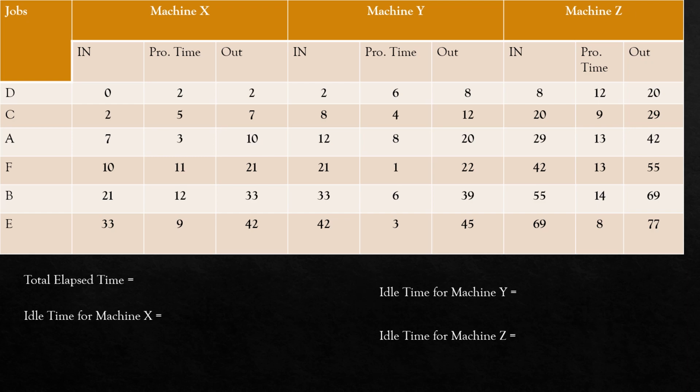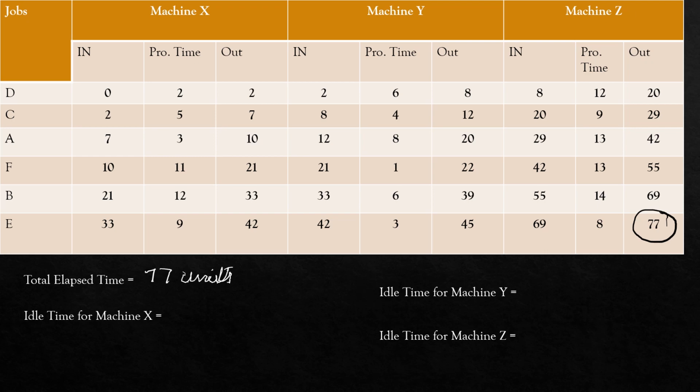So this is our table, machine X, machine Y, and machine Z, and these are the time calculations based on the processing time which each of the jobs takes on machines X, Y, and Z. Now we are required to calculate four things. Total time elapsed is nothing but the final time of the last job getting processed on machine Z, that is the third machine. So the total time elapsed is 77 units of time, right?